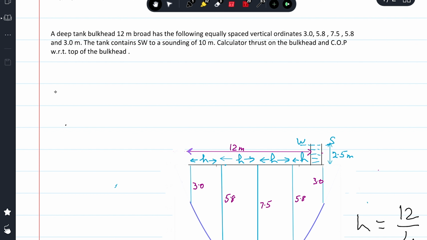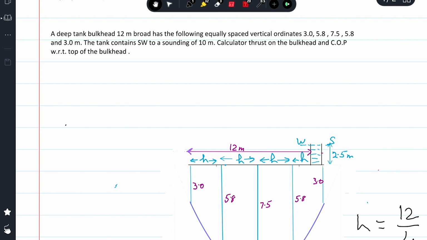12 meter broad has the following equally spaced vertical ordinates 3, 5.8, 7.5, 5.8 and 3 meters. The tank contains salt water to a sounding of 10 meters. Calculate thrust on the bulkhead and COP with respect to top of the bulkhead. So what is to be noted here is that the sounding of the tank is 10 meters.